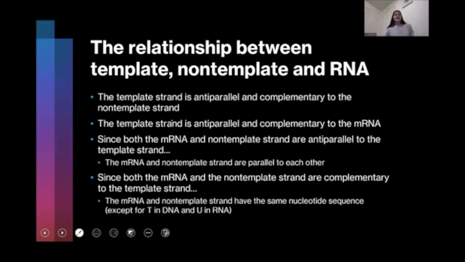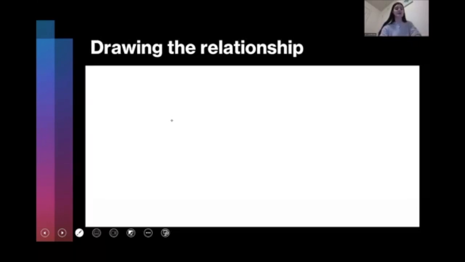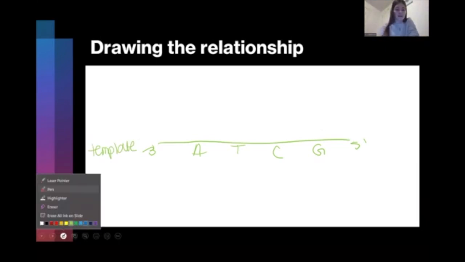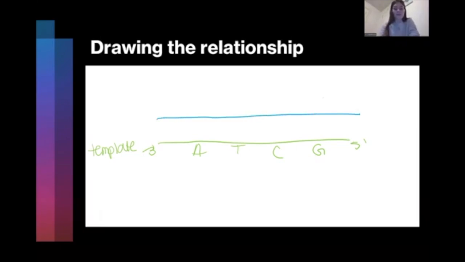In case me saying that out loud and reading this doesn't make total sense, I'm going to draw out this relationship. I'm going to start with my template strand, and I'm going to label it 3' and 5', and I'm just going to do one example of every nucleotide: A, T, C, G. So this is my template strand right here. Okay. I'm going to go ahead and add on the other DNA strand, which in this case would be my non-template.